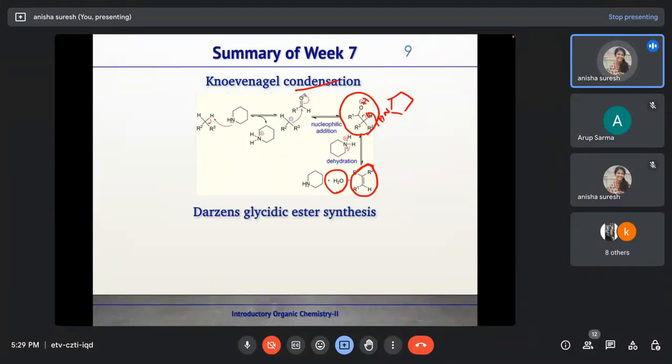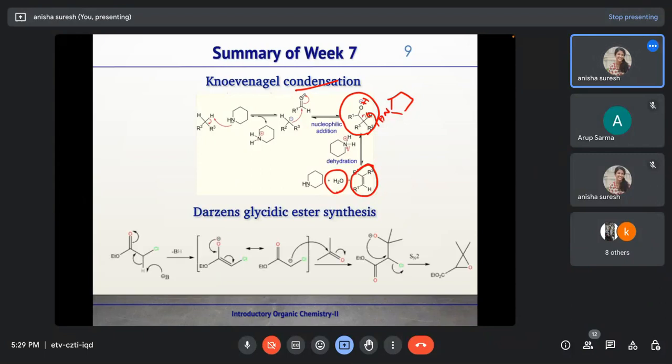Now coming to Darzens glycidic ester synthesis. Here we will be having an alpha halo ester. So the base will be abstracting the proton alpha to the ester, and we will be getting an enolate like this. Now what will happen? This O minus will come back, and this anion that will be formed here will go and attack on this ketone, and this C=O double bond will be breaking. Now what will happen? O minus will be here. A tetrahedral intermediate will be formed.